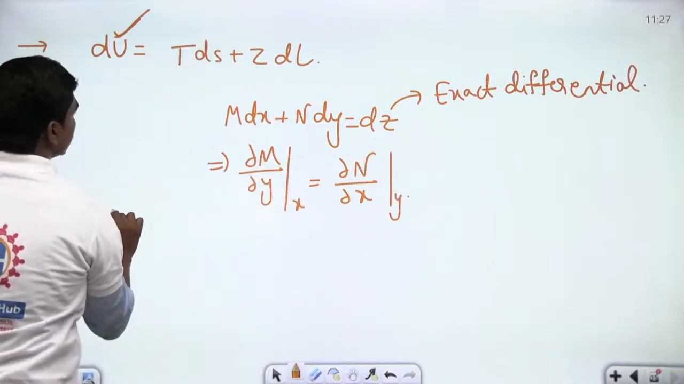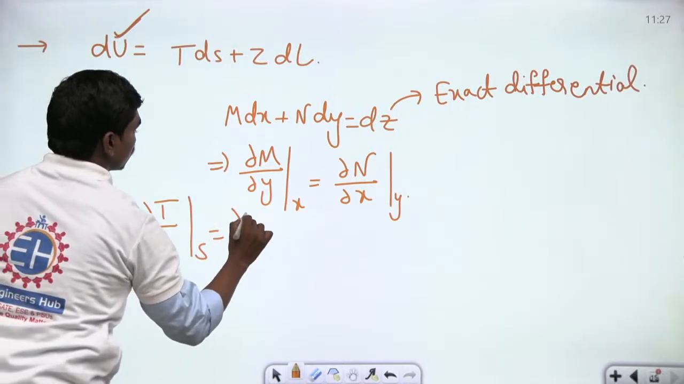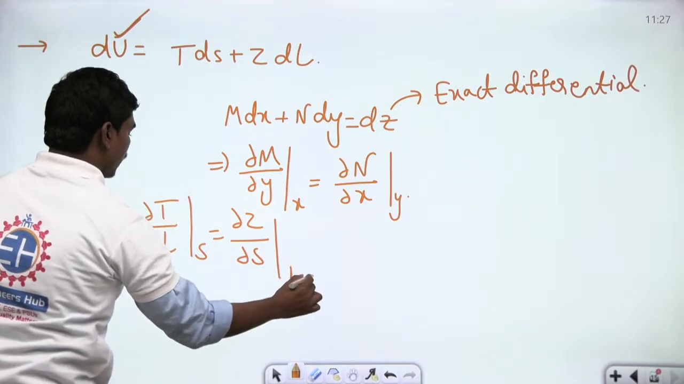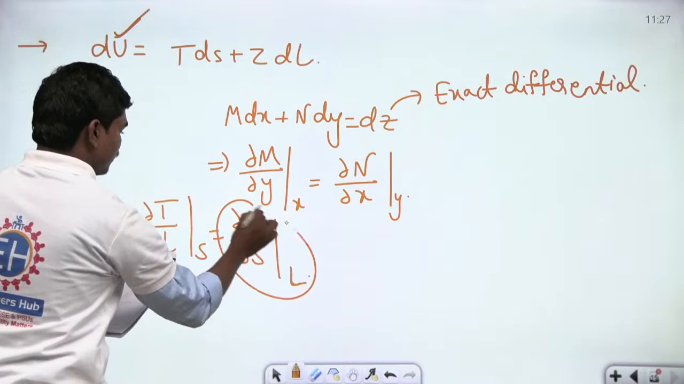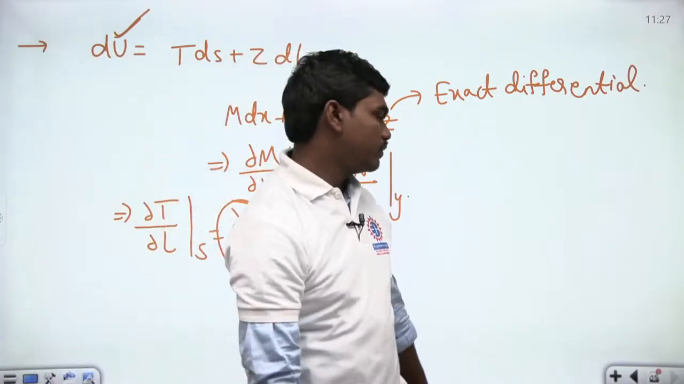So if you similarly apply for this, we have ∂T/∂L at S is equal to ∂τ/∂S at L. Okay, this is what we have, and in the exam they have given you what's the value of this ∂T/∂L at S. It's nothing but ∂τ/∂S at L. Okay, so this is one of the options. If you could verify quickly, it's present in your exam.